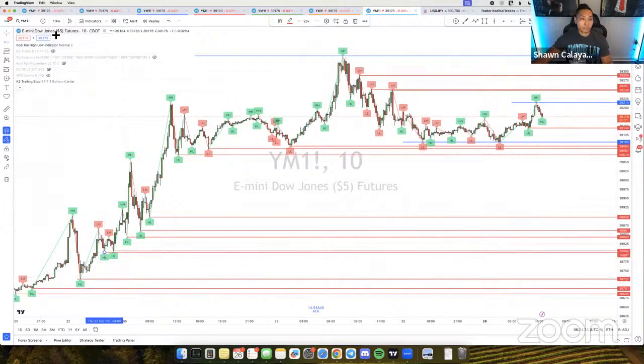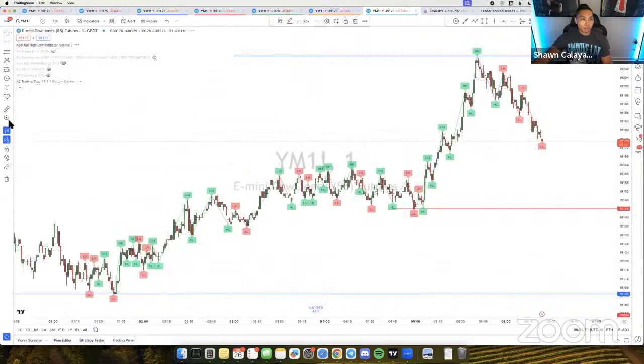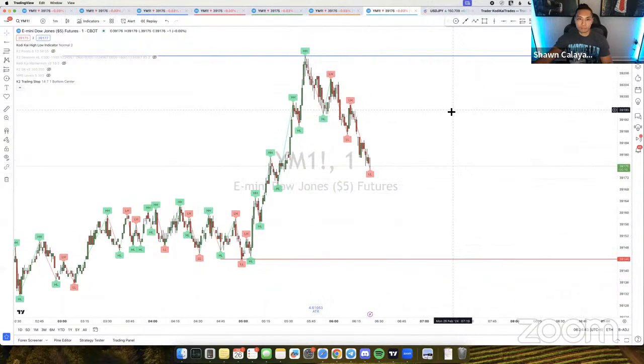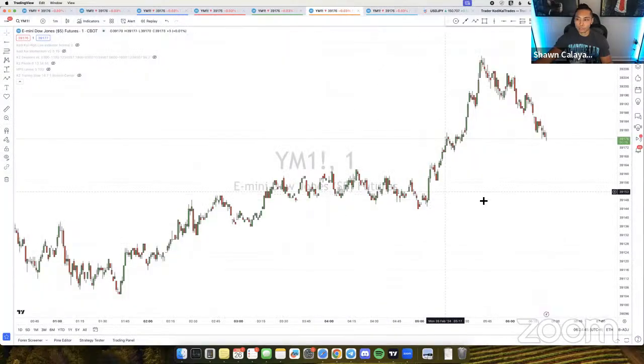All right, so we have liquidity marked up right here, guys. Closest level of liquidity down below is going to be at 39,144, and the closest level above is going to be at 39,214. So those are the two closest levels of liquidity here.